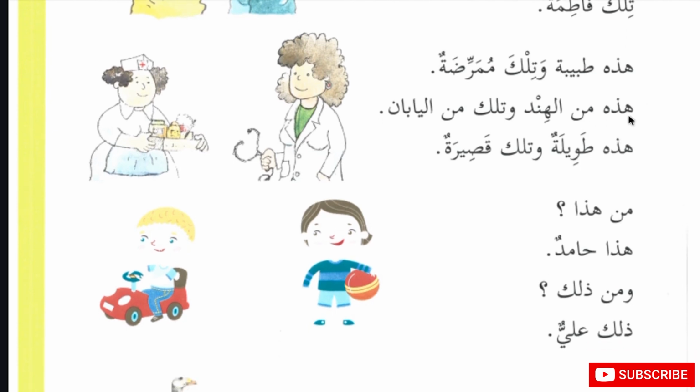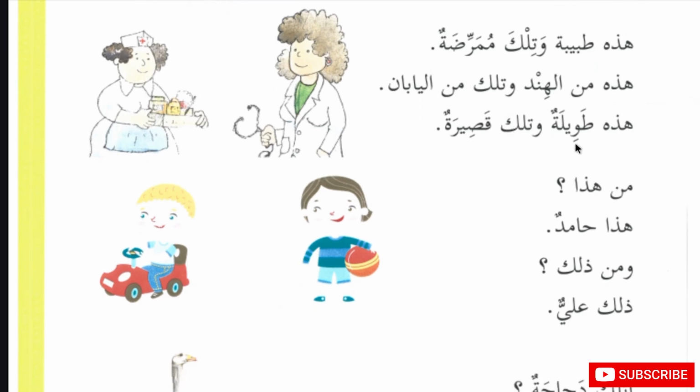هذه من الهند. She is هذه من الهند. I believe this refers to the doctor. So basically, this or she is from India, and that is from Japan. But it would be better to say hiya instead of هذه.